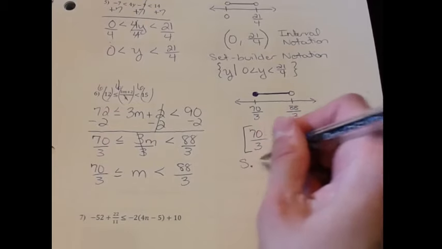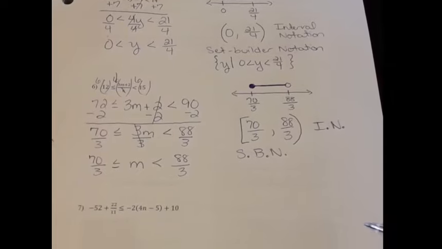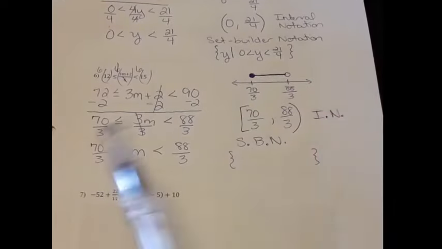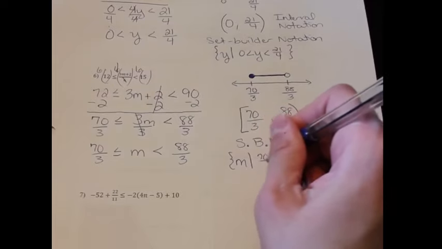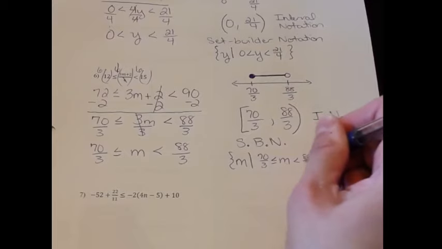Lastly, we want to write our answer in set builder notation. So for set builder notation, we're going to draw our set of braces. Our variable in question is m, put the vertical line, and now pick it up and write it right inside. 70 over 3 is less than or equal to m is less than 88 over 3.